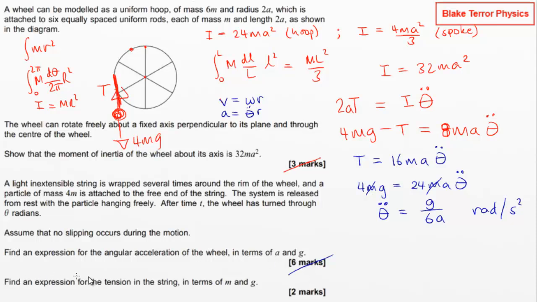Now for the last part, find an expression for the tension in the string. All right, so we just need to say what T is. We're just plugging it back into the expression for T that we've got up here. So we've got 16ma times g divided by 6a. So 16mg divided by 6, that's 8mg divided by 3. So 8 over 3 mg newtons is our tension in the string.